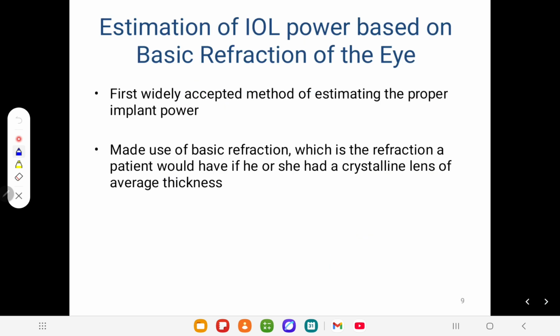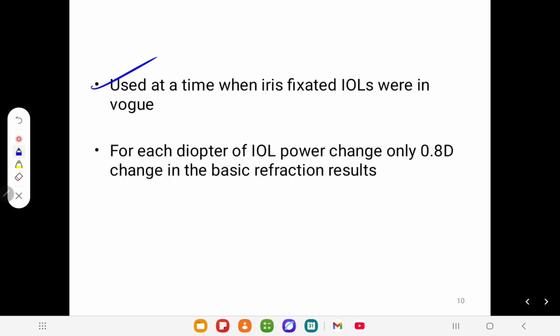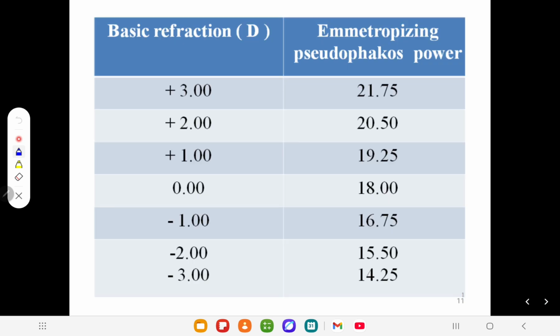Okay, estimation of the IOL power based on the basic refraction of the eye has been done previously, but not now, definitely. So let me go through just a rough idea. The first widely accepted method of the estimation of proper implant power, just estimation, made use of basic refraction, which is the refraction of the patient, with the crystalline lens and average thickness. It was used at a time when the iris-fixed IOL was in use, basically many years back. For each diopter of IOL change, there is only 0.8 diopter change in the basic refraction. Okay, so this is the concept.